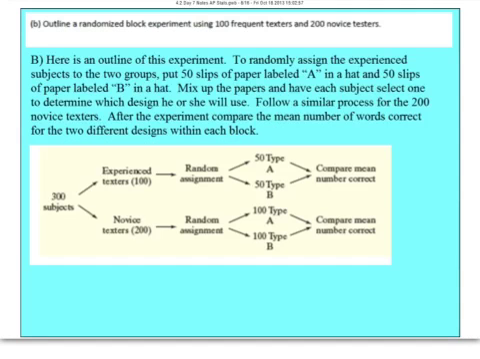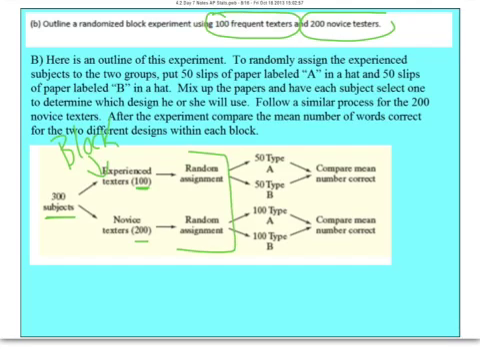This right here is how you would do the block design. Again, we have 100 frequent texters, 200 novice. We start with 300 subjects. We break them up just like it says. This right here is our block. We've now controlled a lurking variable of your texting ability.